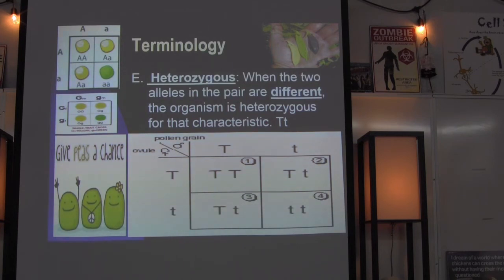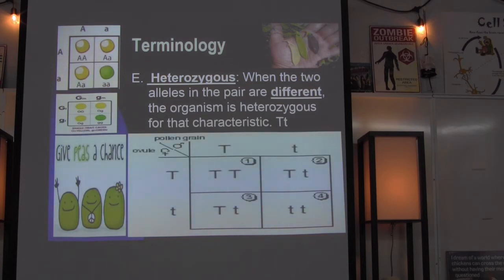So heterozygous, when the two alleles in the pair are different, the organism is heterozygous for that characteristic. So actually, when I Googled the picture for pea plants, I thought it was kind of cool because these are actually the three colors, and I've never really seen that color before. And then, of course, this is really important right here. Give peas a chance. See that? My doctor has those in her bathroom office.